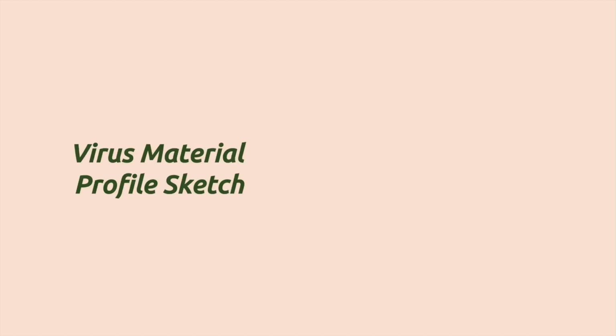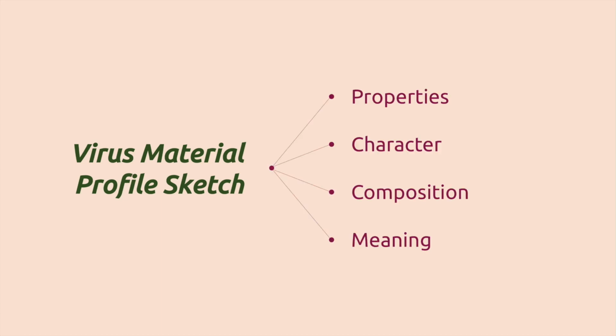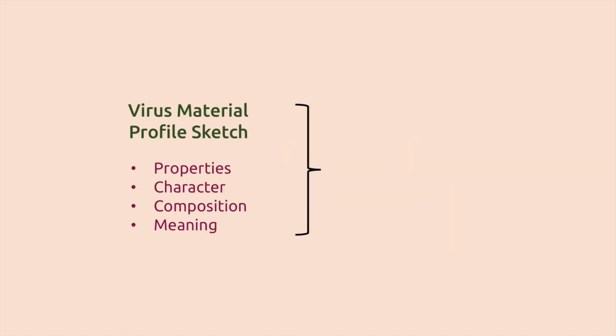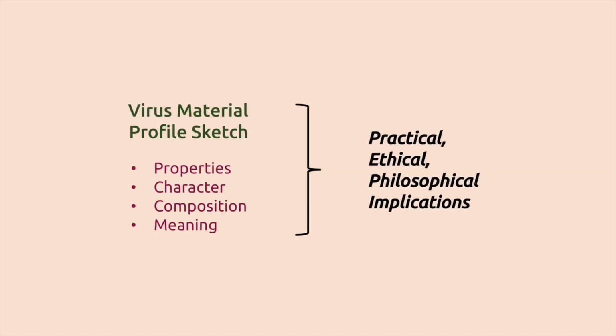This paper starts that discussion by presenting a material profile sketch, highlighting some of the most distinct material attributes. The profile was generated through literature review, covering material properties, character, composition, and meaning. And using the profile, some of the practical, ethical, and philosophical implications were outlined.